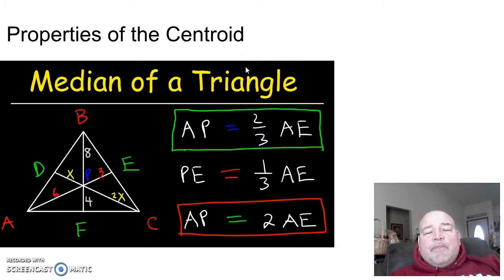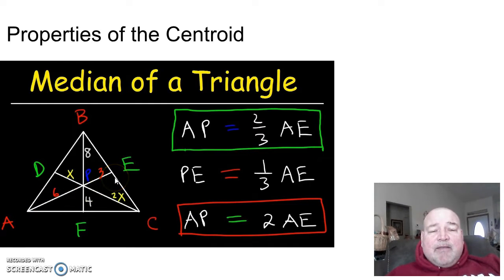Important thing about a centroid is the fact that the centroid is 2/3 of the distance of the whole median. So as you can see in the diagram, AP is 2/3 of AE. PE will be 1/3 of AE. That way you get the full 3/3. And most importantly for us, AP will be twice PE, because 2/3 is twice 1/3.